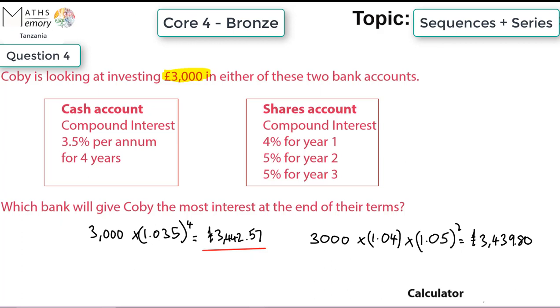Okay, so let's obviously look at this and then base this investment just on the monetary terms. You shouldn't in real life, but we'll just do it in this case. And which one is obviously higher, 3,442 or 3,439? It's obviously the cash account, because it's the last year that's made it in the 4th year.